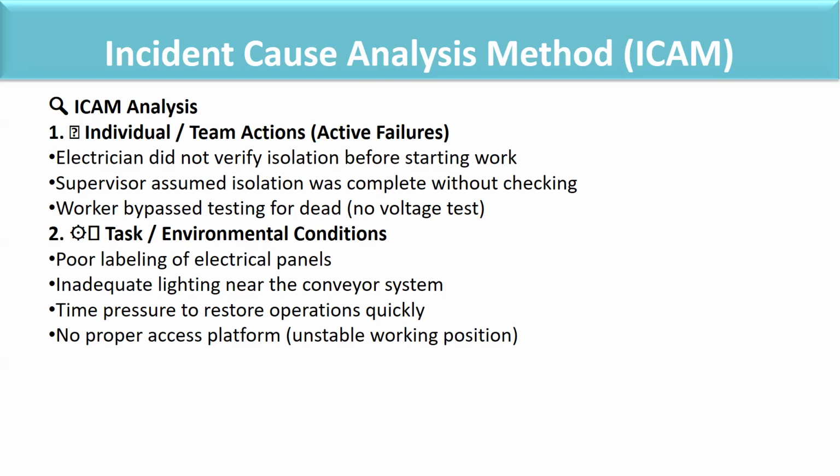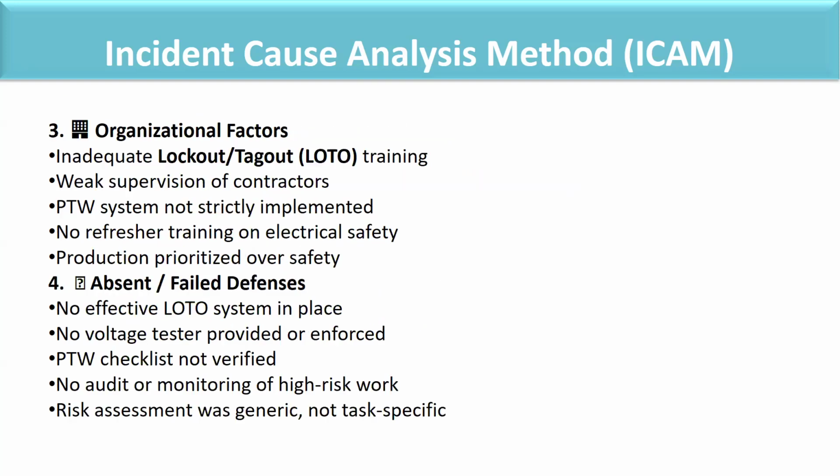Now the second, task and environmental conditions: poor labeling of the electrical panel; inadequate lighting near the conveyor system, so again the environment, lighting; time pressure to restore operations quickly, so workload; no proper access platform, unstable working position. So this is about the environment. Now, organizational factors. What do we have to check in the organization? Inadequate lockout, tagout training. Weak supervision of contractors. Actually, this work was done by a contractor employee.